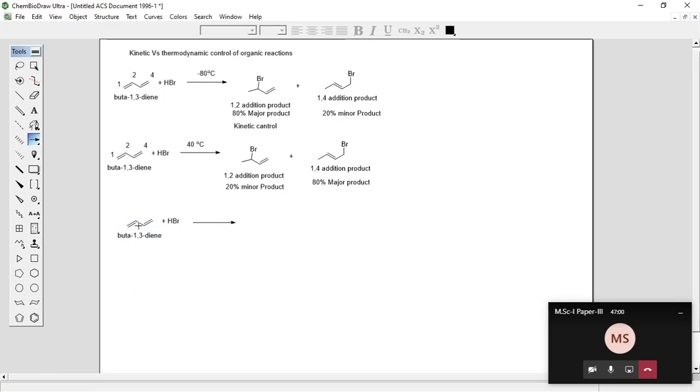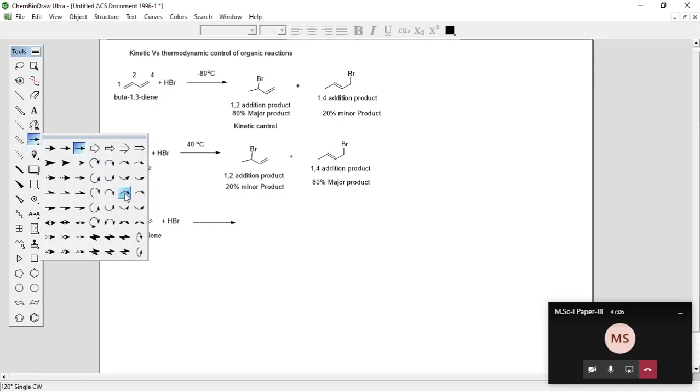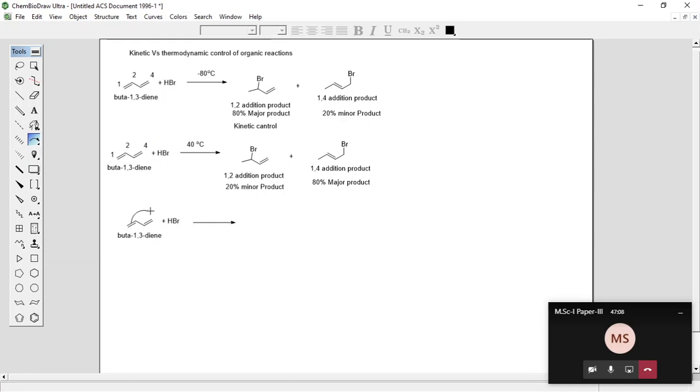So one of the double bonds will attack this H plus. Suppose this double bond is attacking this H plus. It takes this proton, and you will get the carbocation as the intermediate.